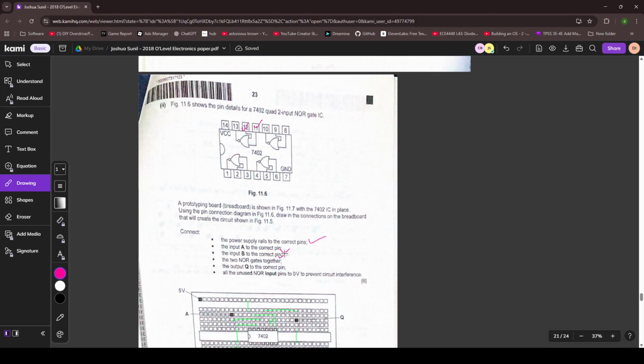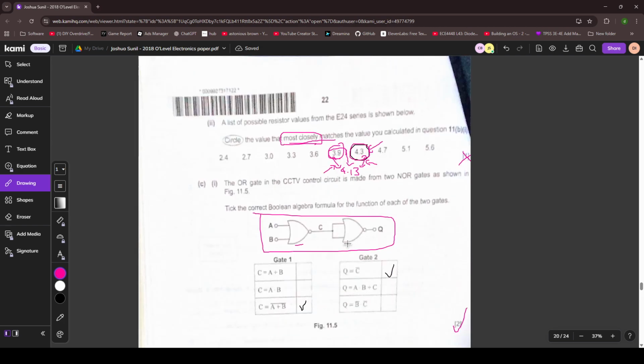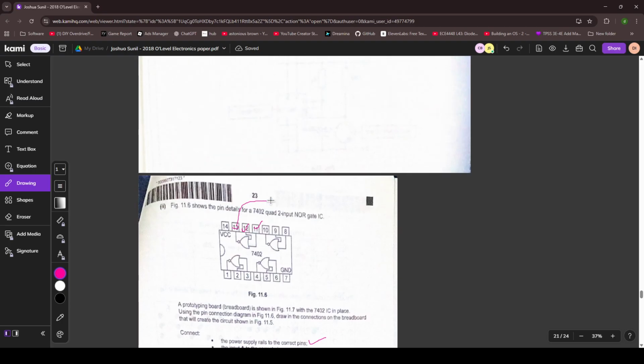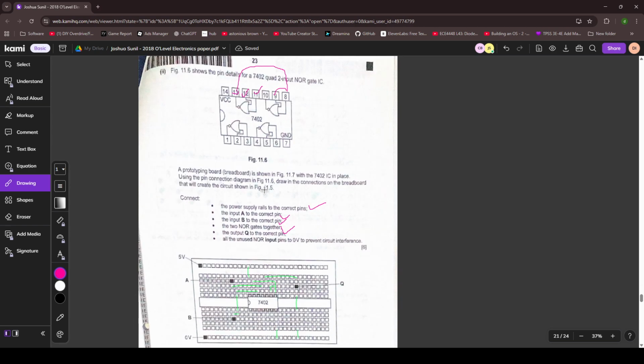The two NOR gates together. Because we need another NOT gate, right? We need to use a NOR gate as a NOT gate. And it appears that you have done it like this by connecting the two inputs together. And then you connected the output of the first, you connected it like this. So the two NOR gates are together now, and then you connected this as a NOT gate as well, so that's correct.